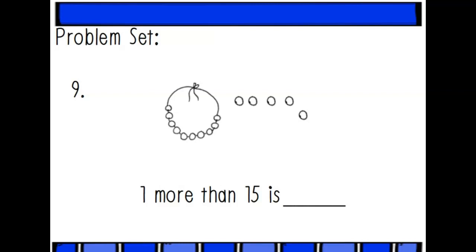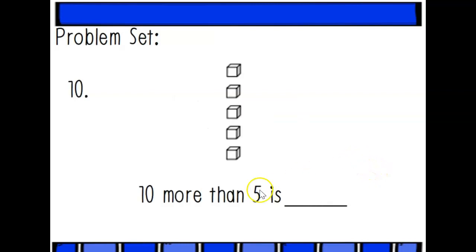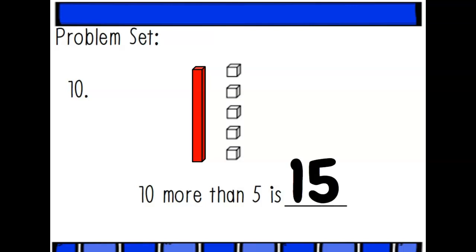All right. Here we have our necklace with 10 beads. We want to know, what is 1 more than 15? 1 more than 15 is... Did you say 16? Oh my gosh, you are amazing. All right, what is 10 more than 5? Did you say 15? Oh my goodness, you are getting so good at this.